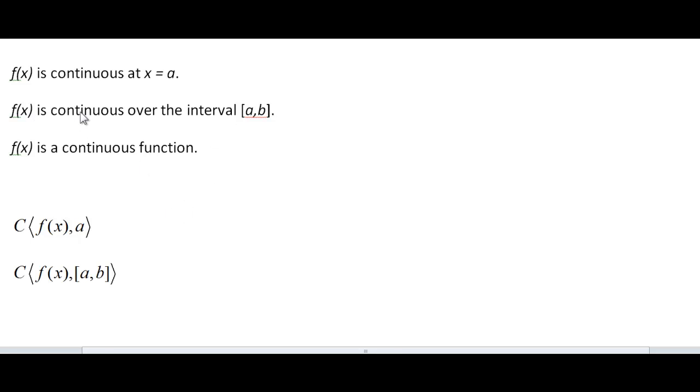The second line, f of x is continuous over the interval from a to b. This is the proposed notation. It asserts continuity of f of x over the interval a b. Again, you may write the words or you may write the symbols when you're answering questions on tests that ask you to state continuity laws and that sort of thing. The last line, f of x is a continuous function, is asserted as continuity of f of x.